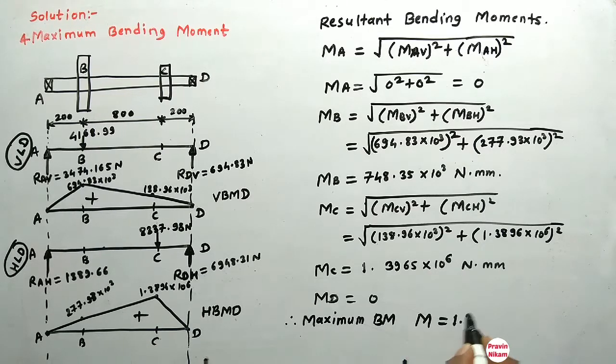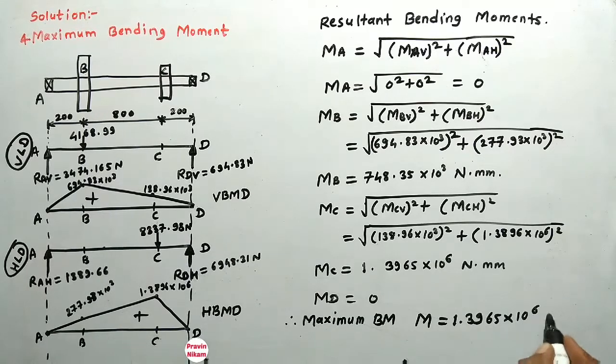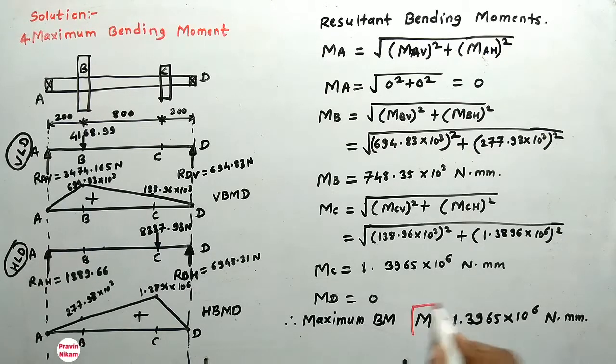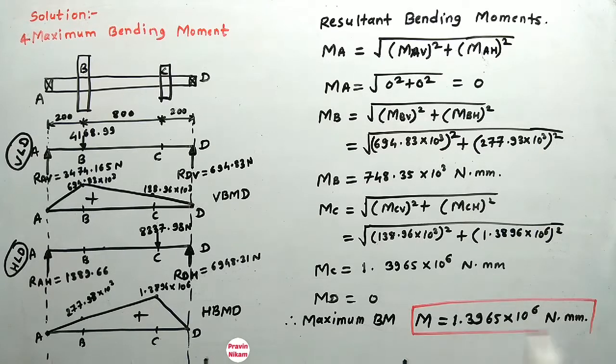M is equal to 1.3965 into 10 raised to 6 Newton mm. So this is our required value for further calculations. So M is 1.3965 into 10 raised to 6 Newton mm.